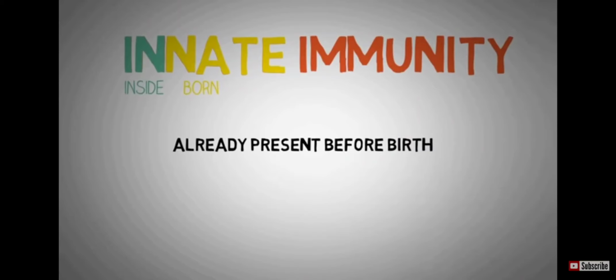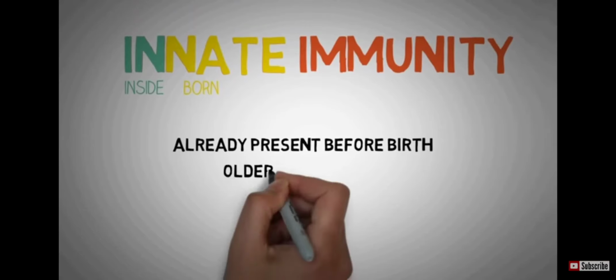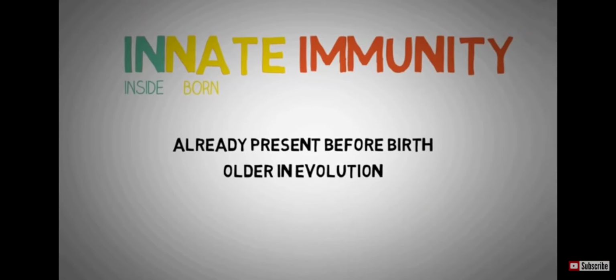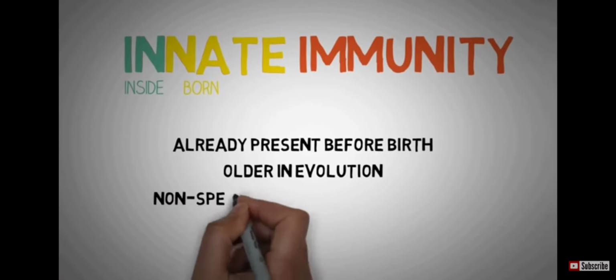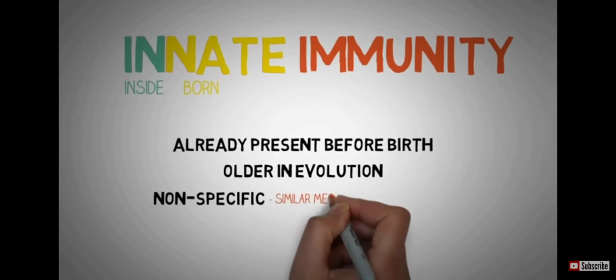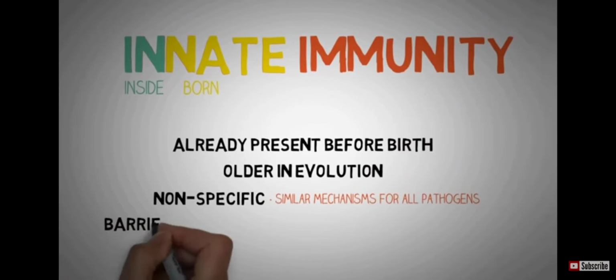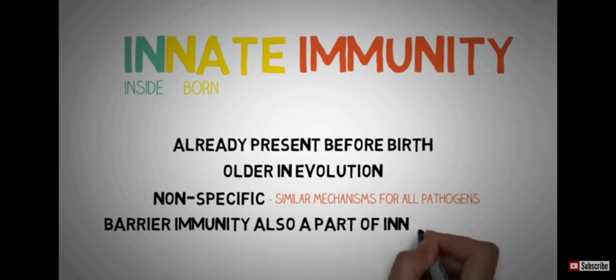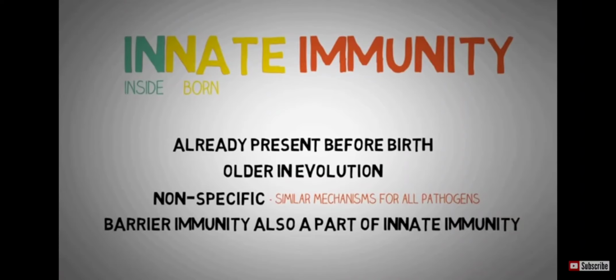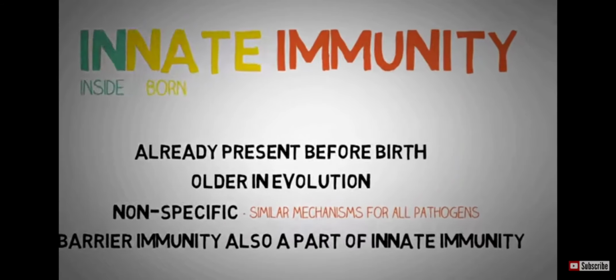This is in comparison to our third layer of immunity, the adaptive immunity, that develops after we are born. The innate immune system is an older evolutionary defense strategy as compared to the adaptive immunity that developed later. The innate immunity is non-specific, meaning it does not have a special mechanism of action for different types of pathogens. We will discuss the differences between the innate and the adaptive immunity later in this video. Now, per se, the barrier immunity is also a part of the innate immunity since it is also present since birth. But for understanding this topic, it is better to divide these types of immunity into three categories.